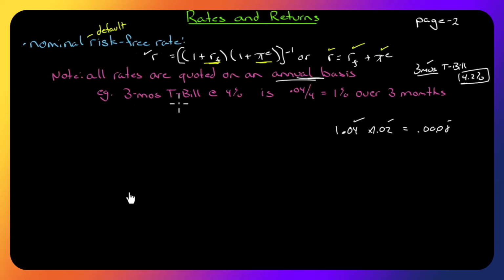So, for example, a 3-month T-bill at 4% is 1% over 3 months, right? Because 3 months happens 4 times a year. That's a quarter. So if you just do a naive interpretation, you just divide it like this simply, you'll see that it's 1% over 3 months. It's not 4% for the 3 months. That ends our first learning objective.